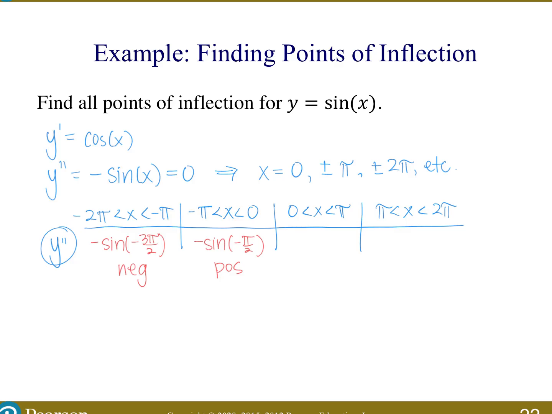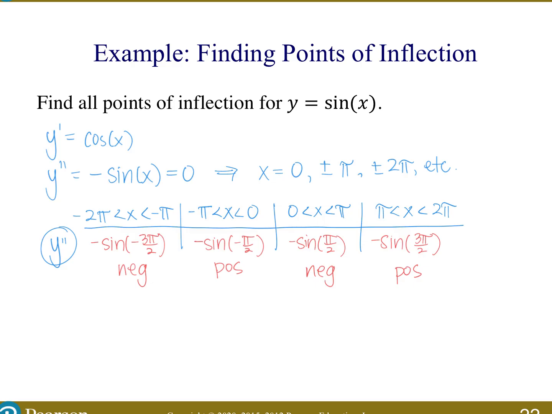Between 0 and pi, I'll take the negative sine of positive pi halves, and that is a negative number. And then finally, I'll check the negative sine of 3 pi over 2, which is negative 1, so a positive number. So we're seeing our concavity change over and over and over again. So all of these are proved to be points of inflection.